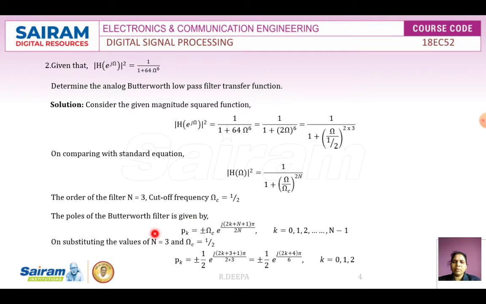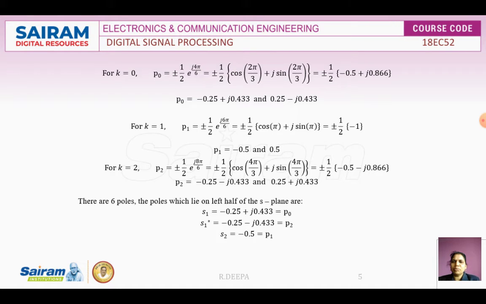Now once you calculate the order of the filter and the cutoff frequency, we will be able to locate the poles of the Butterworth filter. Already we have seen the expression for the Butterworth filter. The pole expression is pk is equal to plus or minus omega c e power of j (2k plus n plus 1) into pi divided by 2n. In this, let us substitute the different values of k. As you know, the range of k is 0, 1, 2, 3 up to n minus 1, and parallelly we will substitute n is equal to 3 and omega c is equal to 1 by 2, and calculate each and every value of the poles.